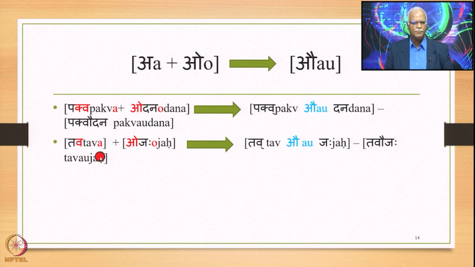Similarly, we have Tava plus Ojaha. These are two different padas, part of the sentence, Tava plus Ojaha. So in this case, we have A coming at the end of this pada and O coming at the beginning of this second pada, and they both are in Samhita mode. So we have 6188 applying and generating the output, namely Tav Au Jaha, Tavau Jaha.